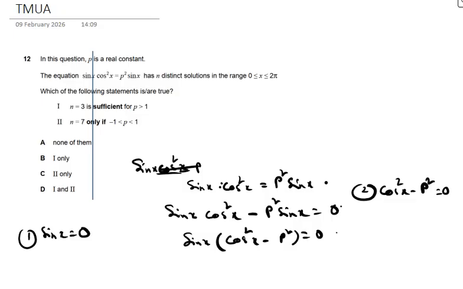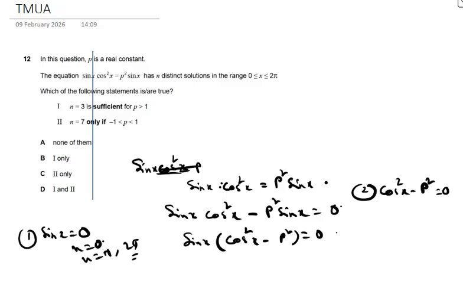Okay, now solve for x. sin x is equal to 0. We know from basic trigonometry that sin x is equal to 0 at x equal to 0, x equal to π and 2π. Since the interval includes both endpoints 0 and 2π, we count them both. So from sin x equal to 0, we get three distinct solutions. Now the important point, these three solutions exist for all values of p. They don't depend on p at all. So n is at least 3.